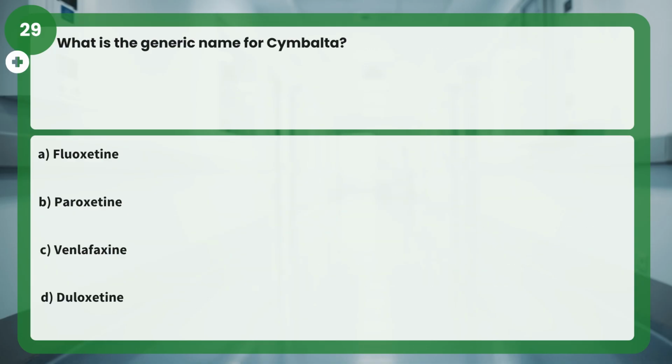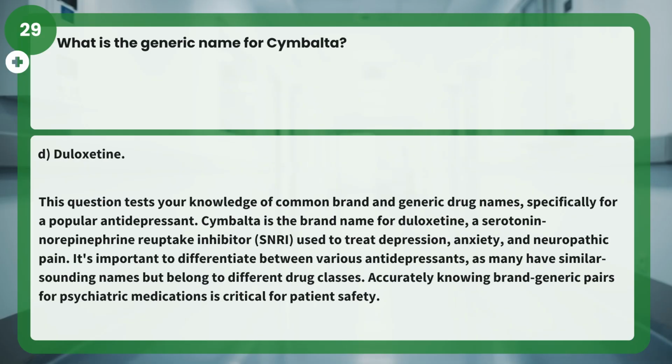Question 29. What is the generic name for Cymbalta? A. Fluoxetine. B. Paroxetine. C. Venlafaxine. D. Duloxetine. Answer D. Duloxetine. This question tests your knowledge of common brand and generic drug names, specifically for a popular antidepressant.